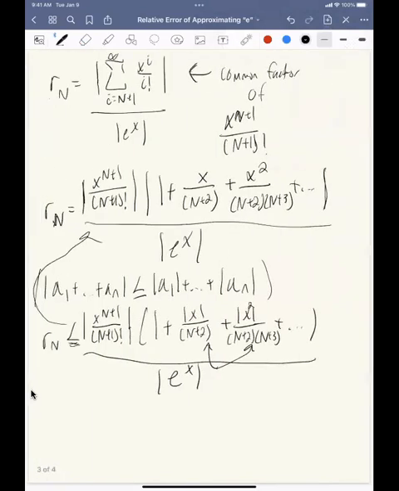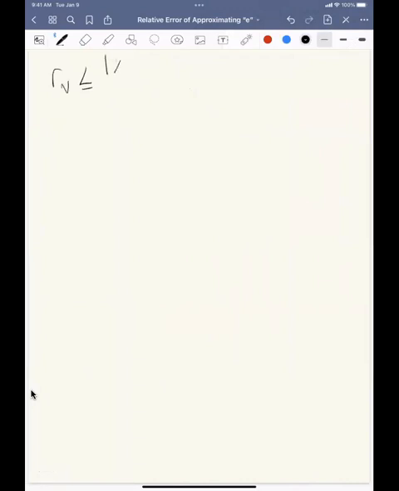So this means that we have Rn is less than or equal to, okay, I thought I forgot to write something. The absolute value of x to the n plus 1 over n plus 1 factorial times 1 plus the absolute value of x plus the absolute value of x squared over 2 factorial, and so on and so forth.